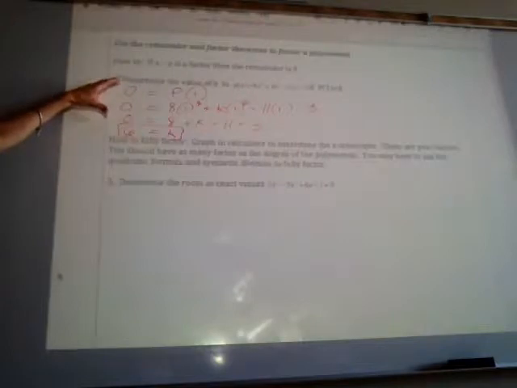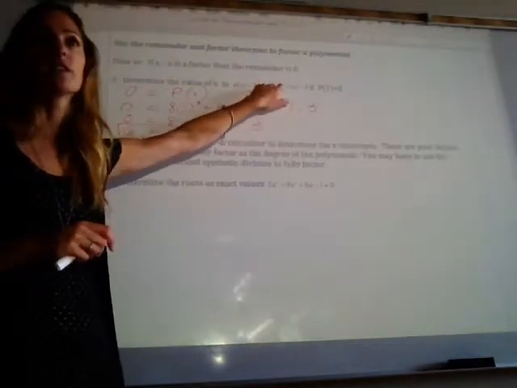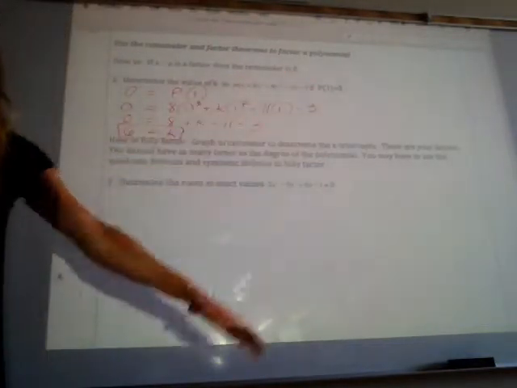So knowing this little trick of the factor theorem and remainder theorem, it's going to save you a whole lot of headache because you wouldn't want to have to do synthetic division or long division to solve for k. You have to know the remainder theorem.